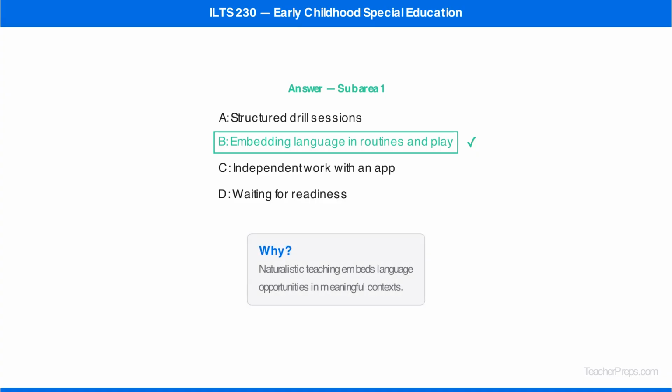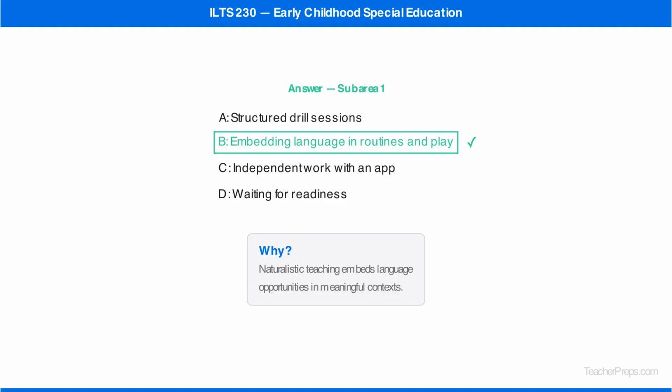This is an example of naturalistic teaching, which is considered best practice for young children with communication delays. Embedding language opportunities into everyday activities like snack time, circle time, and dramatic play gives the child meaningful context to hear and practice language. Option A relies too heavily on drill, which is not developmentally appropriate for a 3-year-old.